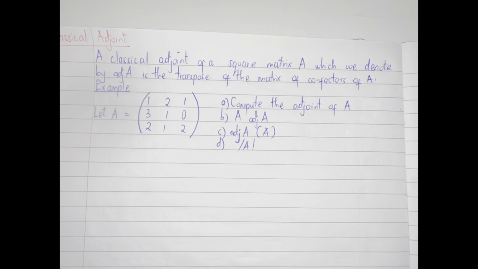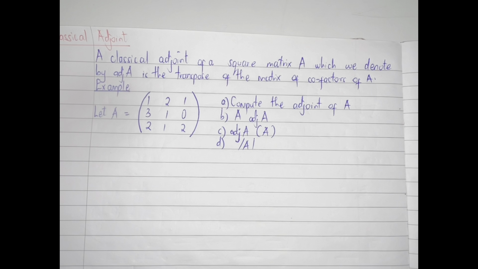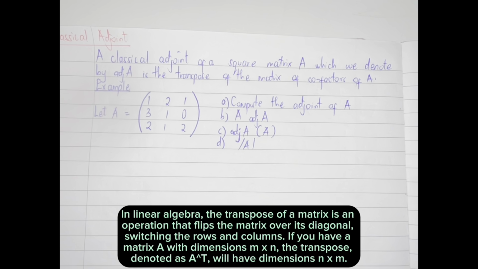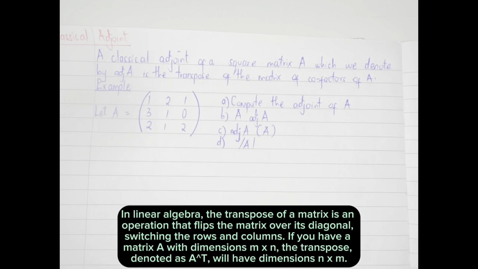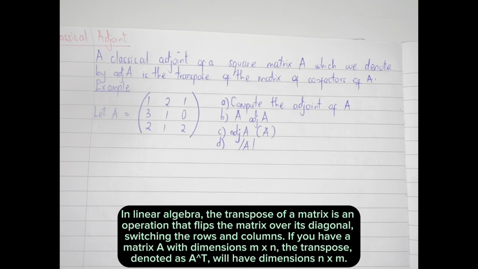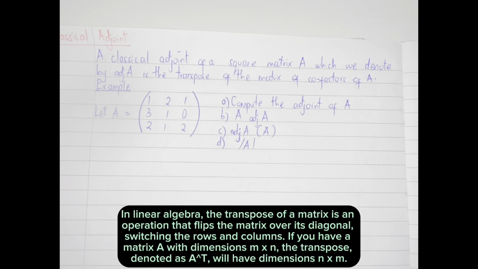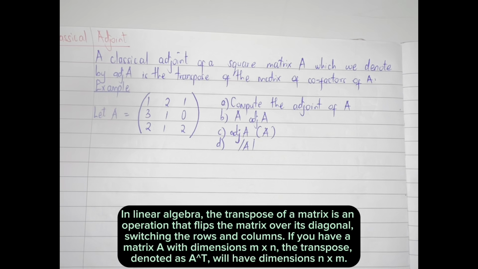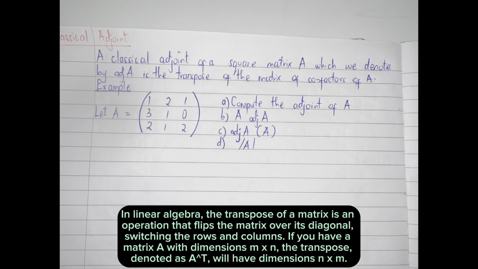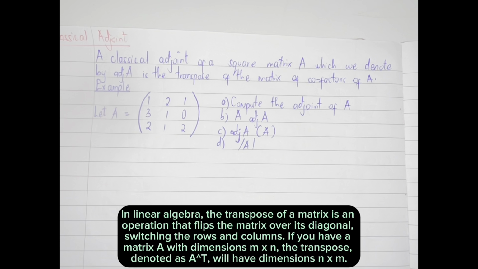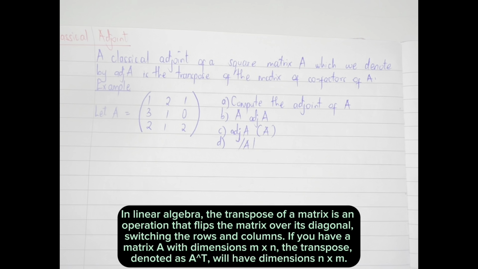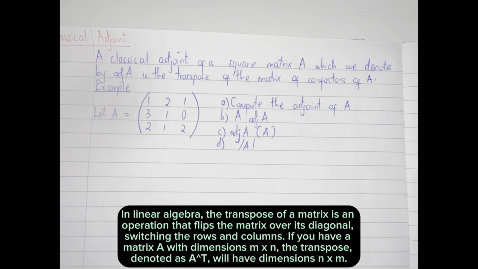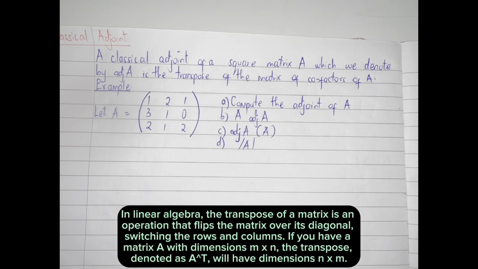I have a couple of videos where I talked about it, but generally, in linear algebra, the transpose of a matrix is an operation that flips the matrix over its diagonal, switching the rows and columns. If you have a matrix A with dimensions m times n, then the transpose of matrix A will be n times m, we just change the rows and the columns.